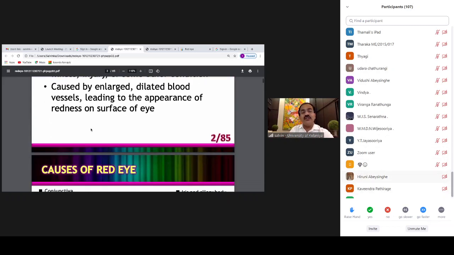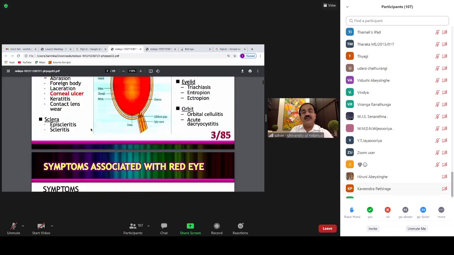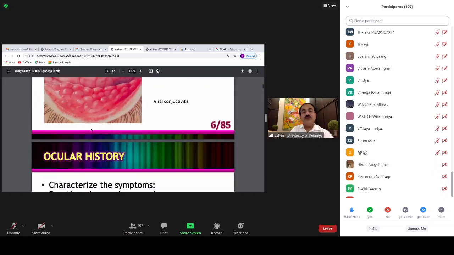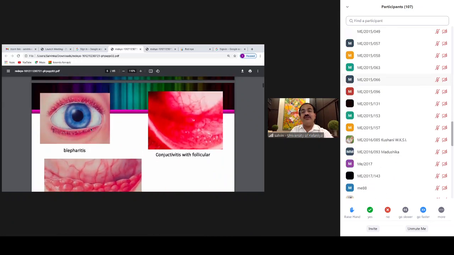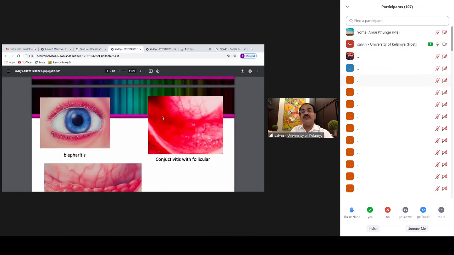But how do you think the redness appears in the conjunctiva? Students, why do you get this? This is red. Why do you get this redness? If you take this one, it's red. Why?